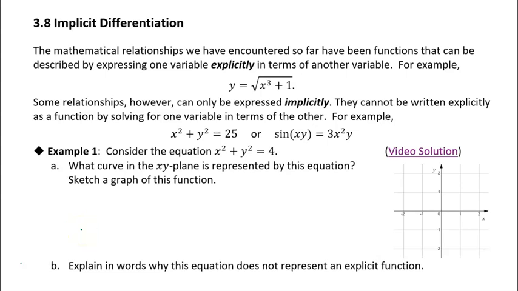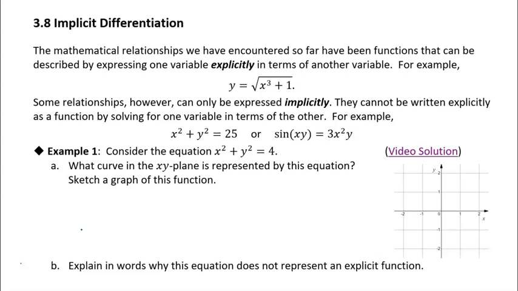Up to this point, we've been working with mathematical relationships where we can express one variable explicitly in terms of another variable, right? Mainly functions where we can write y in terms of x. So like this equation, y equals the square root of x cubed plus 1, we have y on one side, and the other side of the equation is all written explicitly in terms of x. So all we need to do is put in the x value and we can calculate the y value.